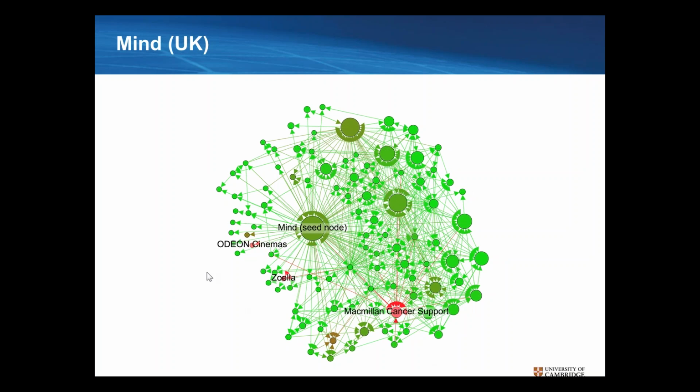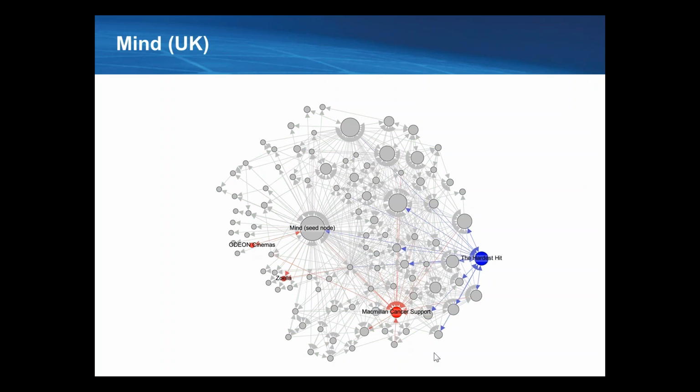We had Odeon Cinemas, Zoella, and Macmillan Cancer Support with by far the highest external audiences, so they're in red there. But we're then able to see to what extent they are embedded in the network. We talked before about the Zoella example, where the seed page, Mind, likes her page, but that's not reciprocated. You can see for Odeon Cinemas, though, that it is a reciprocal connection because it goes both ways.